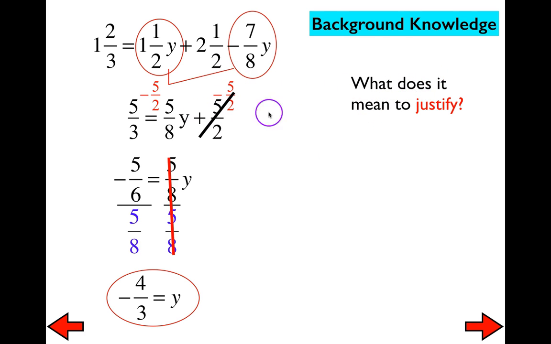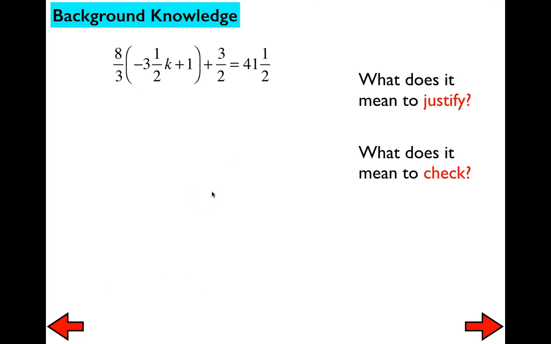It means after every single step, you should be explaining to me what property you used. For example, here we were combining like terms. Here we were using the subtraction property of equality. Here we're using the division property of equality, etc. And what does it mean to check? If you take this value and plug it back into y and evaluate it, if you end up with a true statement, then you know your answer is correct. If you don't, that means something went wrong in your work and you need to look back to see where the mistake occurred.